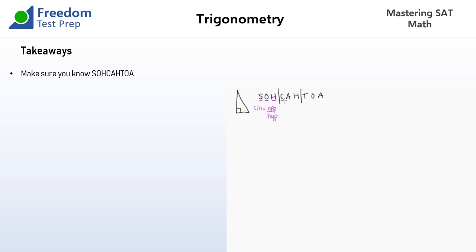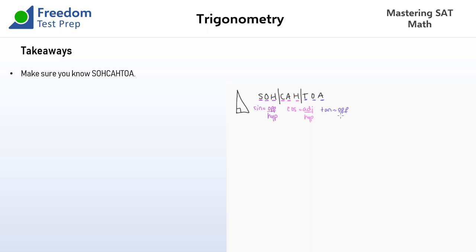Cah is cosine, which is equal to adjacent over hypotenuse. And Toa is, let's do it in blue, we've got tangent equals the opposite side over the adjacent side.